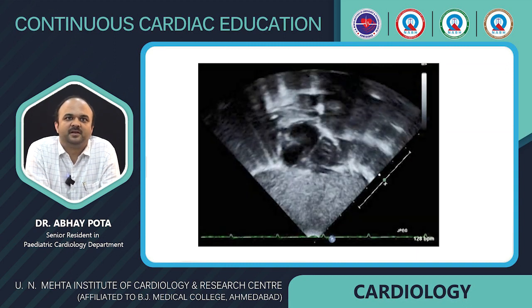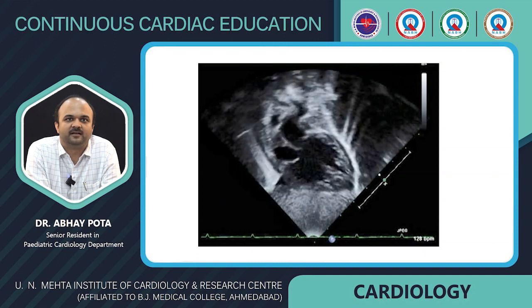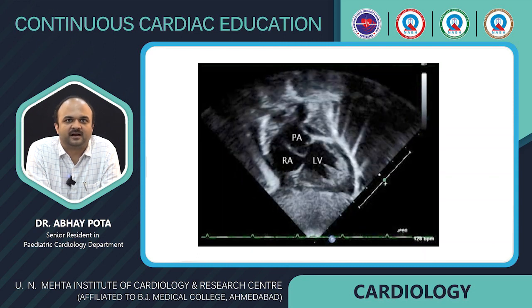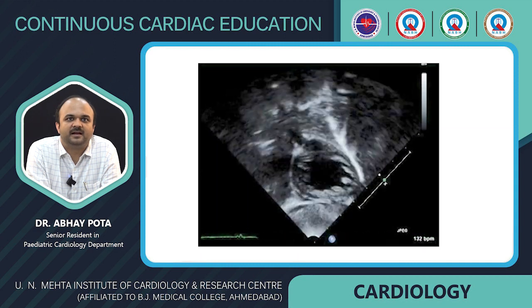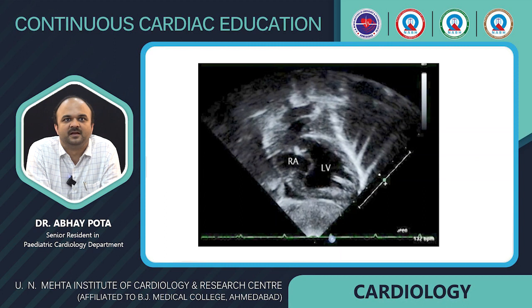This is another example of DILV. Both AV valves are opening into this ventricle from which PA is arising. This is LV, LV is giving rise to PA, and this is the outflow chamber which is giving rise to aorta. This is hypoplastic chamber. This is LV, this is hypoplastic chamber. The communication between these two is called bulboventricular foramen.